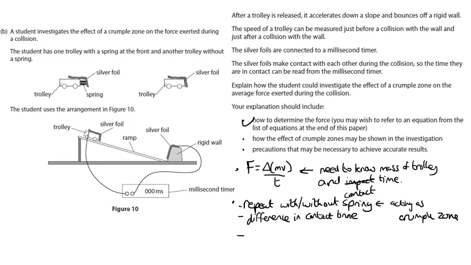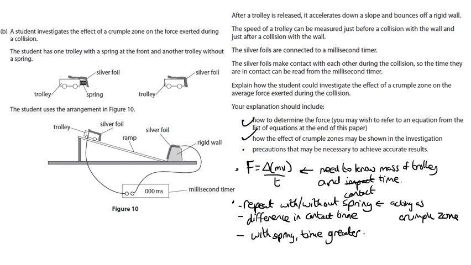And what would we actually notice? Well, with the spring, we'd expect a greater time. Because the whole idea of a crumple zone is you make the time for impact as long as possible. So from the equation, that means that the force on the trolley or the person in a car is as small as possible, okay, to try and protect them. So that's the second part done.